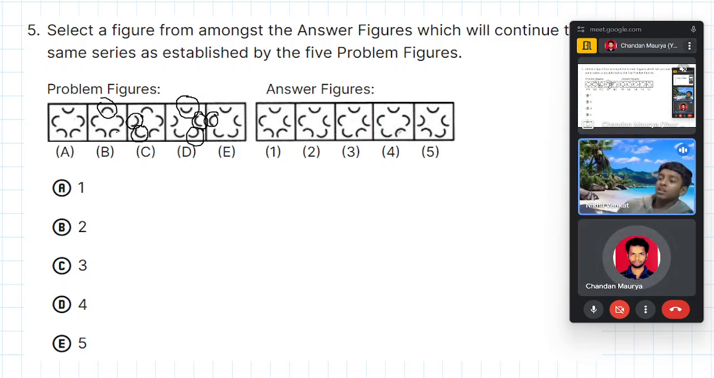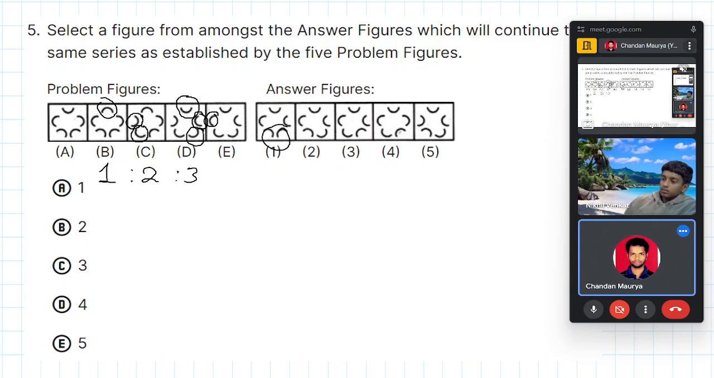Okay, maybe I think it's one, two, left, three, left, right, right. Now in that, two should change. So this should change. Oh, I got a ratio. Okay, this is one ratio, two ratio, three. Then one ratio, two ratio. Correct. So option number one is correct.